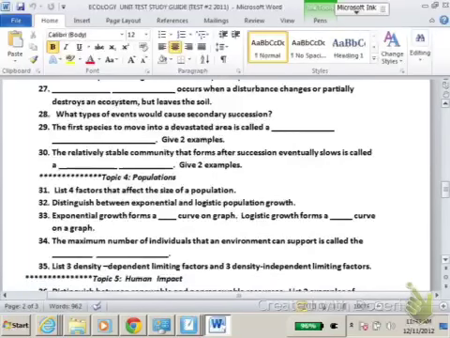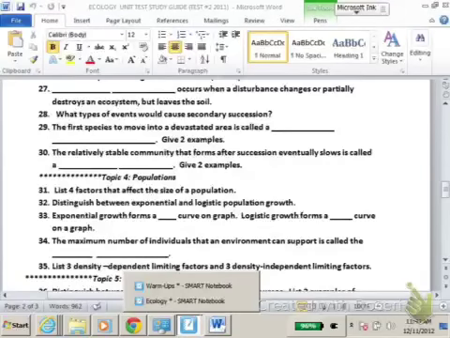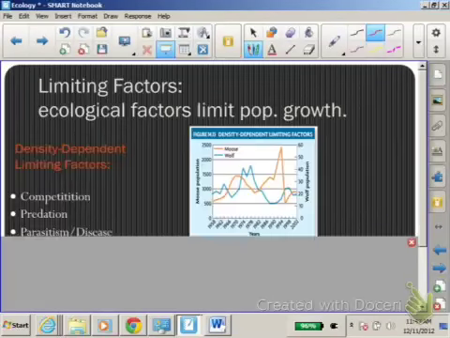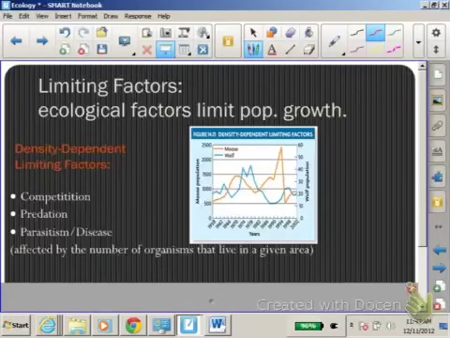Okay, 35, this is where people have a hard time. It says list 3 density-dependent limiting factors and 3 density-independent limiting factors. Let's look at this. This is the one that everybody has a hard time with. If you remember, density-dependent factors, their effect depends on how large the population is or how crowded it is. Examples of density-dependent factors are competition, predation, parasitism, and disease.